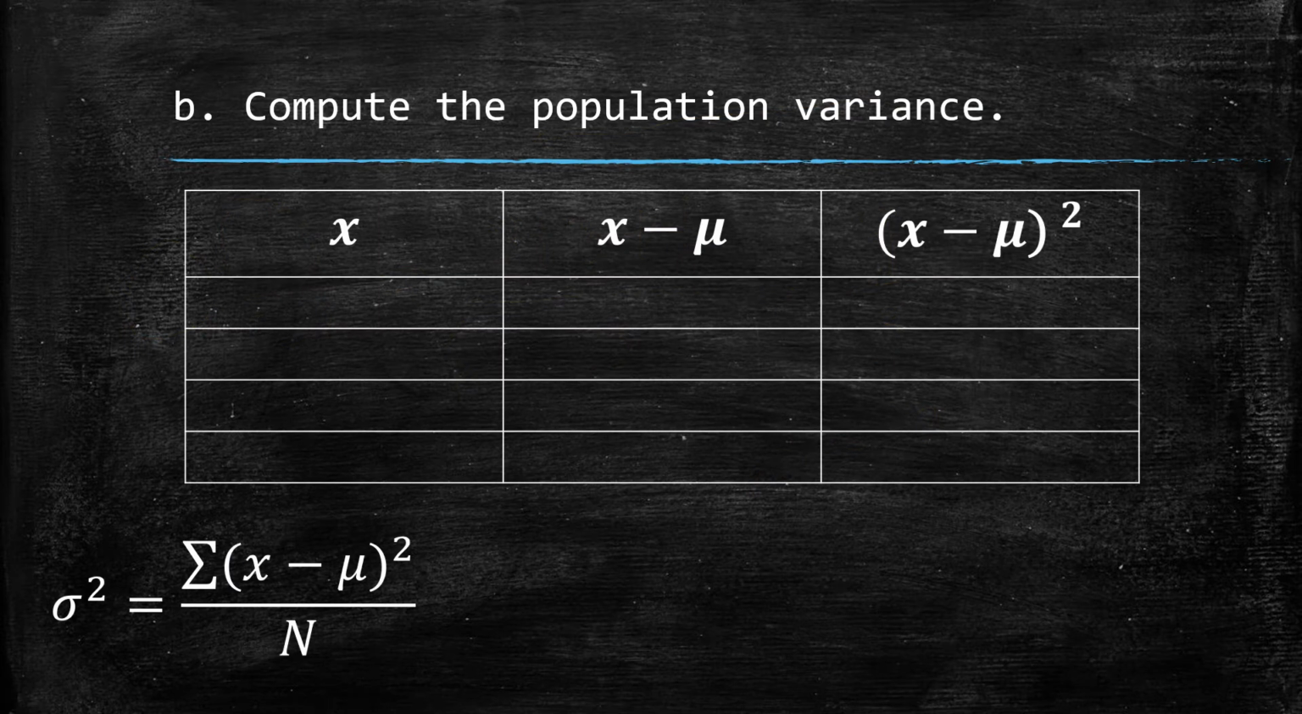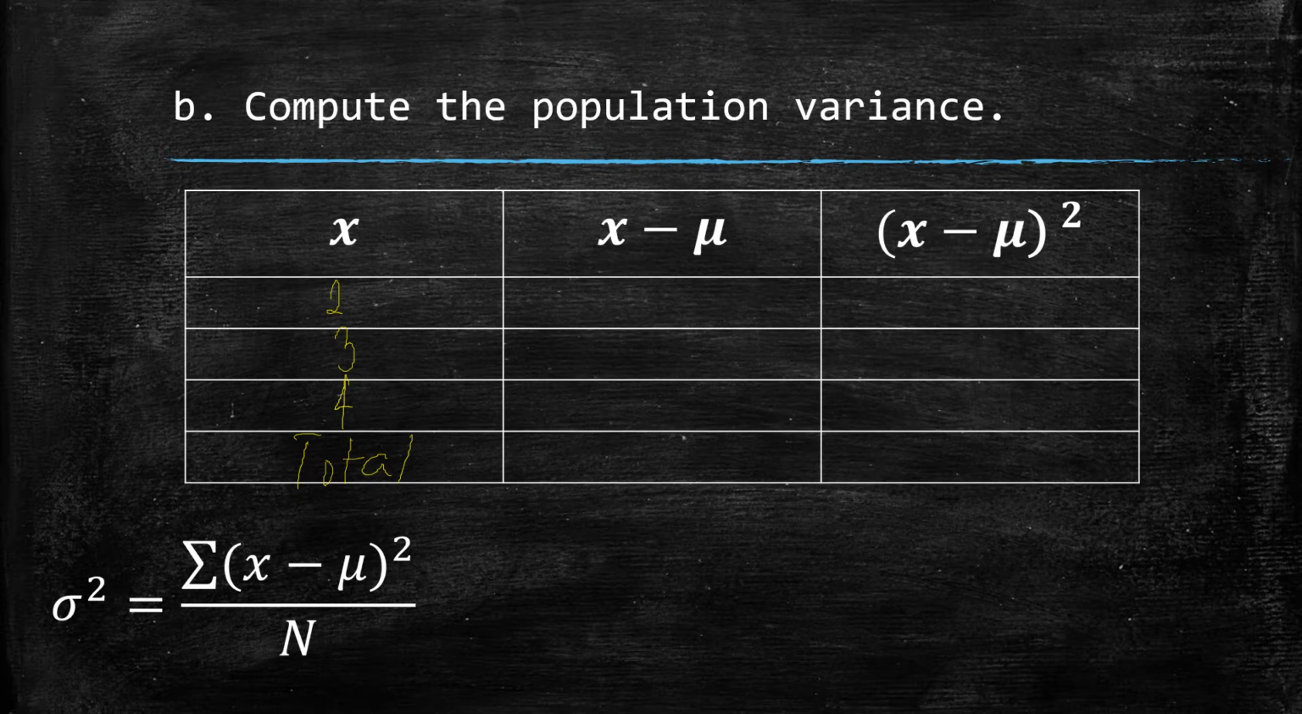Okay, next is to compute the population variance. So I have here the table. So you're just going to fill in this table. First column is you have the elements of your population. So your population consists of 2, 3, and 4. So we're going to write here 2, 3, 4. And this row, I'm going to leave that for total. Because we're going to get the sum of the square of x, the difference of x and a population mean.